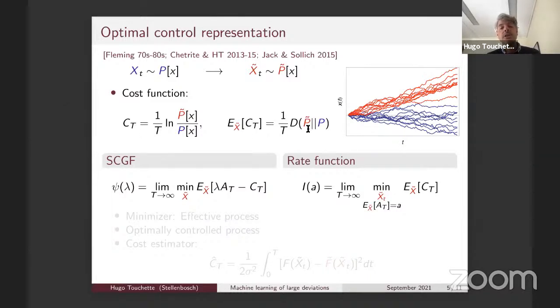If you take the expectation, this is the relative entropy between the modified process in red and the original process in blue. So that's kind of the control cost. It's additive in time, you can show this. And so if you minimize this in the long time limit, like this, then you get the scaled generating function. You see you have the lambda parameter there.